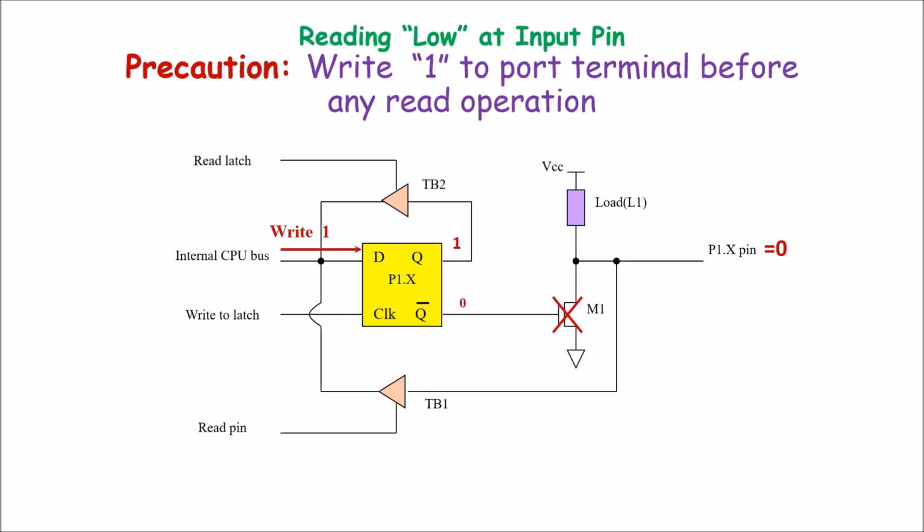If logic 0 is written at this pin terminal, or this pin is connected to ground by the input device, then logic 0 will be given to internal data bus through this tri-state buffer. So to avoid damage of this transistor switch or FET switch, first you have to send logic 1 on each port terminal and then only perform a read operation.